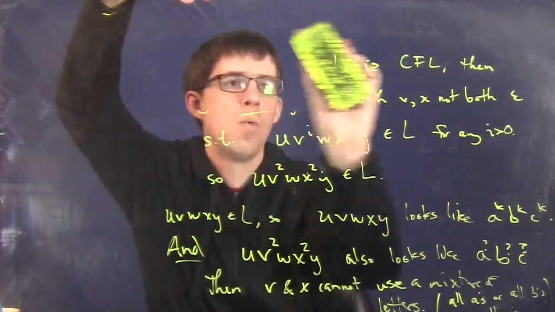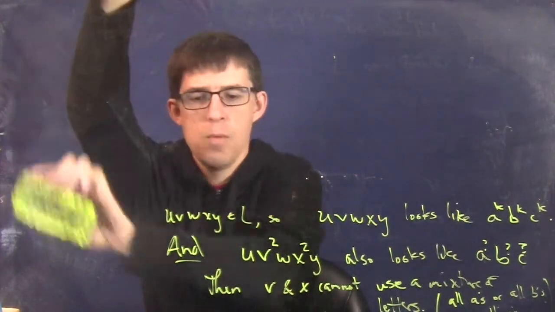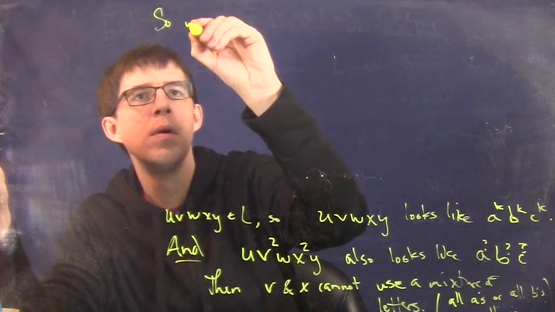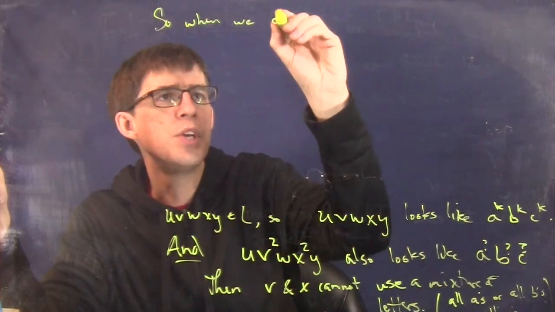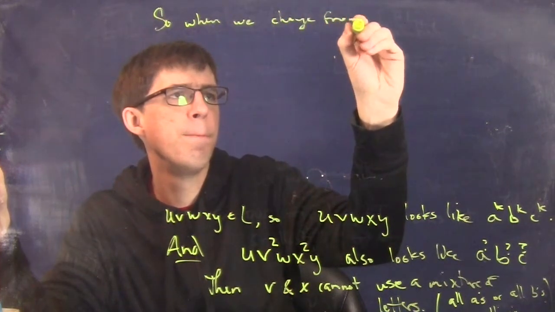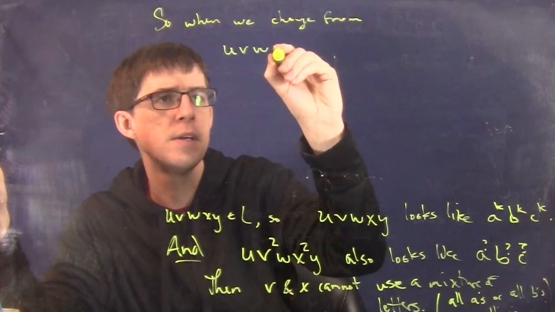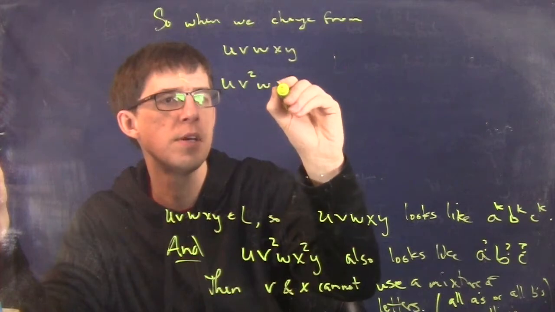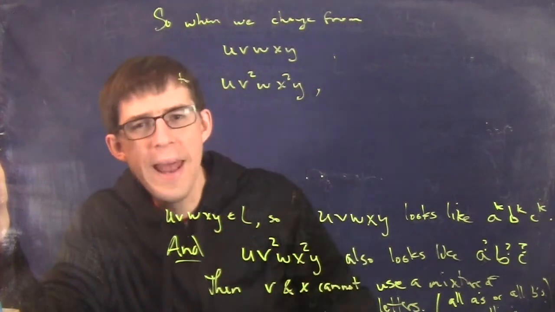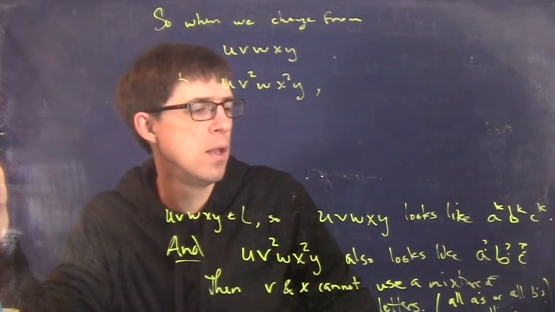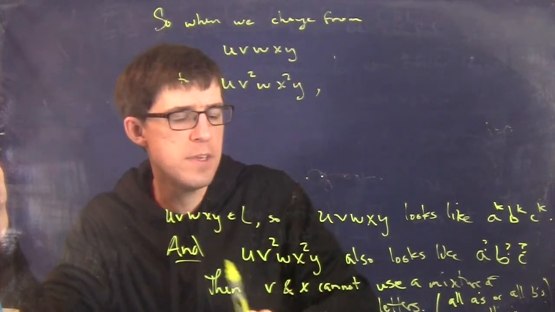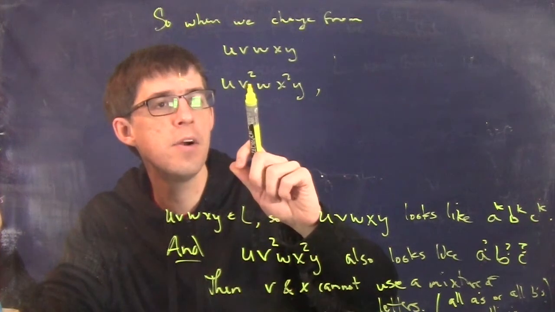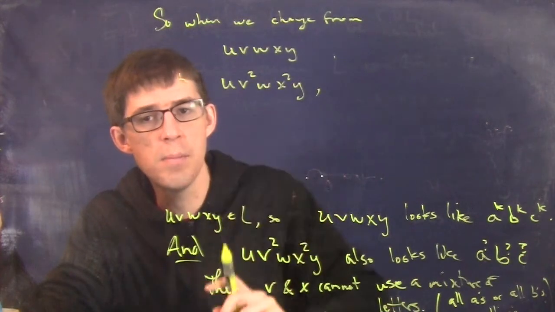What happens then? Think about how the pumping would go. When we change from this string, u, v, w, x, y, which is in L, to this string, u, v squared, w, x squared, y, what happens in the string? Well, whatever letter v is using, v is just using a single letter, maybe it's all A's or all B's or all C's, that letter, we are increasing the number of those, all right?